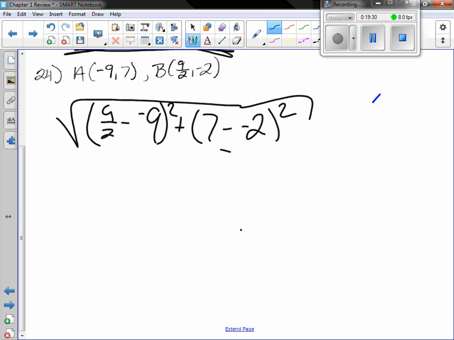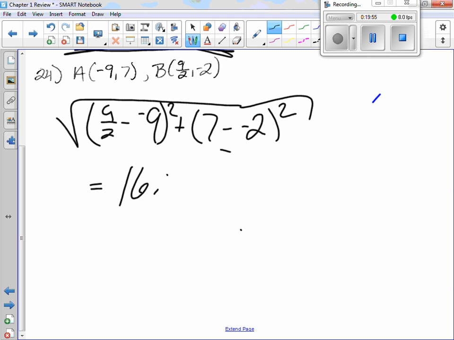You can, because this is number 24. And then you can just type it straight into the calculator as it is. So parentheses, fraction 9 over 2 minus negative 9 squared plus 7 minus negative 2 squared. 16.2249. I'd go out at least 2 or 3 spots if you're going to do a decimal. So I'll take it as a decimal, I'll take it as a radical, I don't care, as long as it's the right answer.